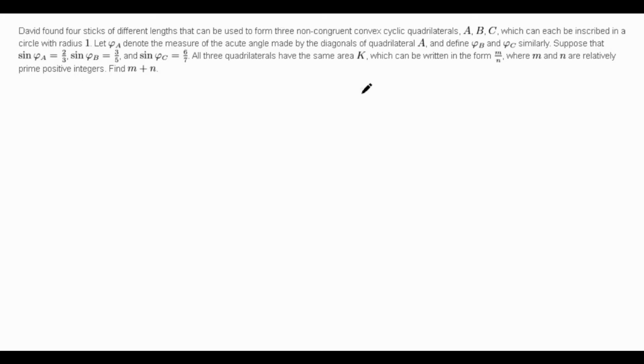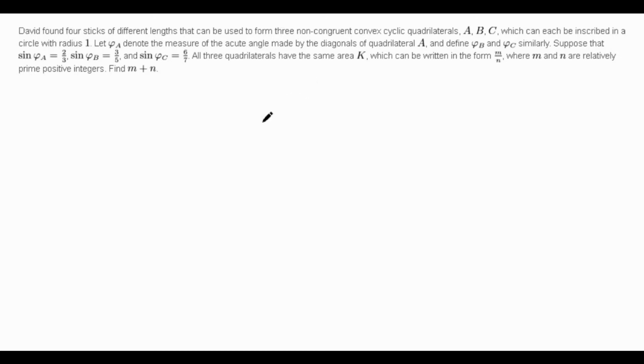David has 4 sticks of different lengths that can be used to form 3 non-congruent convex cyclic quadrilaterals A, B, and C, which can each be inscribed in a circle of radius 1. Let phi A denote the acute measure between the diagonals of quadrilateral A, and let phi B and phi C be defined similarly, such that sine of phi A equals 2/3, and so on for the other sine relations. Furthermore, all 3 quadrilaterals have the same area K, which can be written in the form m over n, and we want to find m plus n.